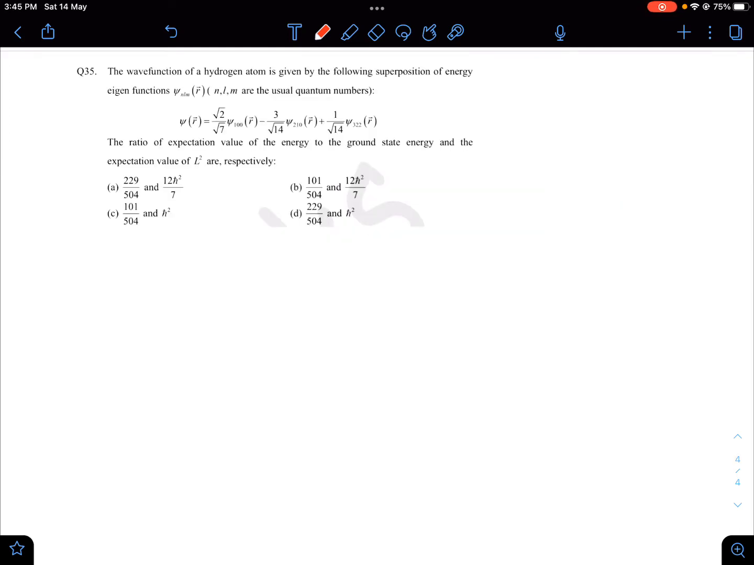Now let's move to the second problem. So what does the problem state? It states that we have a hydrogen atom wave function and it is given as this. So here n, l, m are the usual quantum numbers. What is n? n is the principal quantum number.